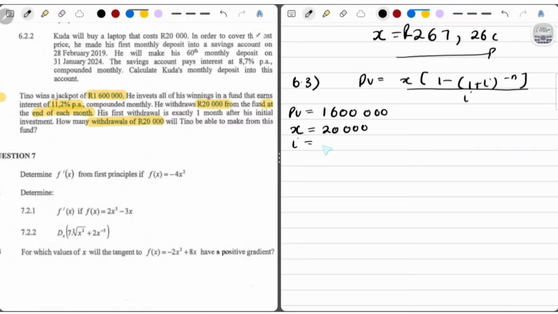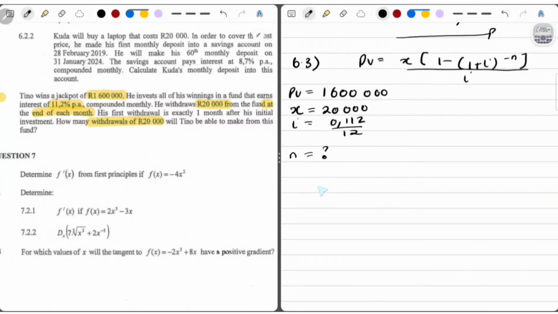Then the interest is compounded monthly, 0.112, so that's 11% over 12. And then finally, we need to find N. N always stands for the number of years. If you don't do anything to N, it will just give you the number of installments, how many installments were made. So you leave it like that. Don't touch it. We're not going to divide. So I will leave N like this and just simplify this.